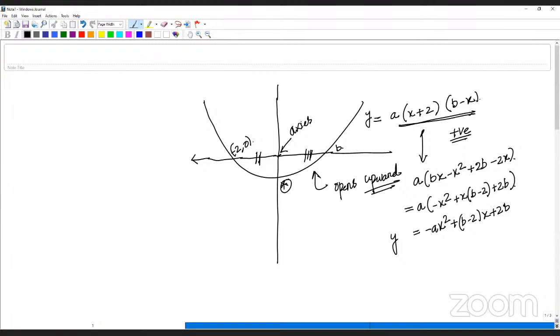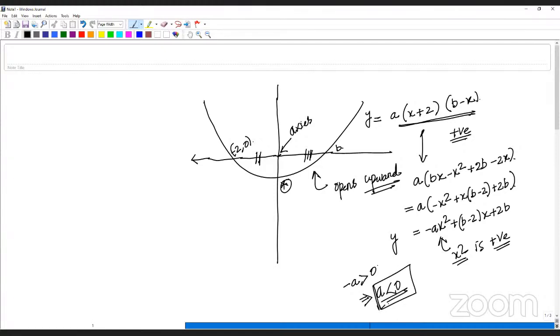It is given that the parabola opens upward. That means the coefficient of x square is positive. So what is the coefficient of x square in this parabola? Negative. Minus a. So I want this minus a to be greater than 0. Right? That means a is less than 0. Okay.